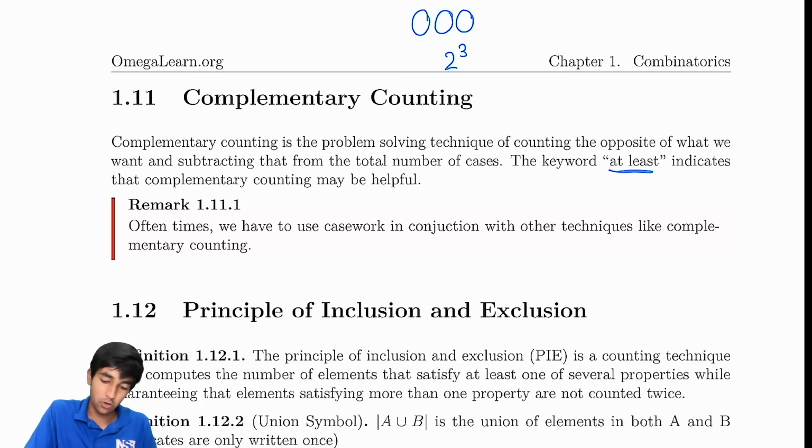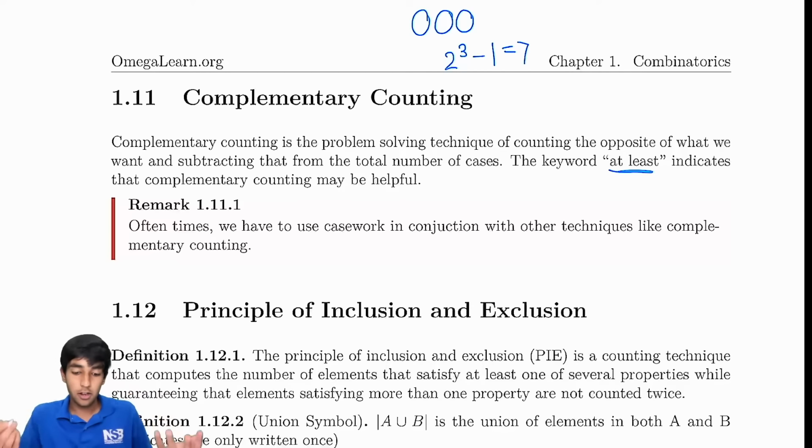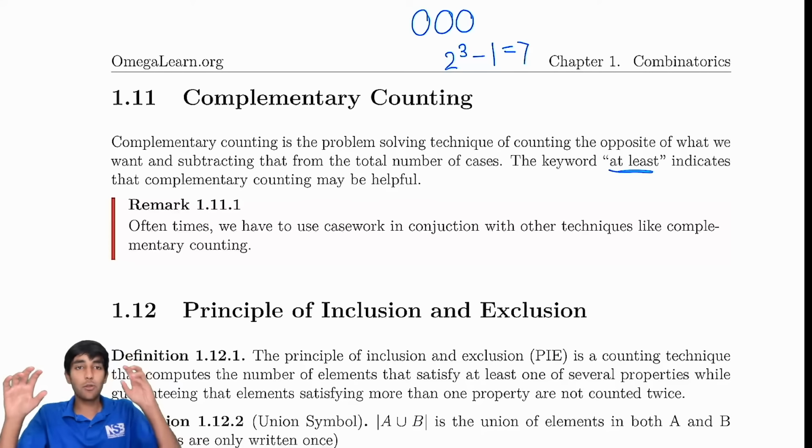There's 2 to the 3 total ways to flip the coins and 1 way where you get no heads, so 7. So you see how we kind of go opposite. Doing casework is still possible here, but it would be much harder. So there are two things you want to balance.